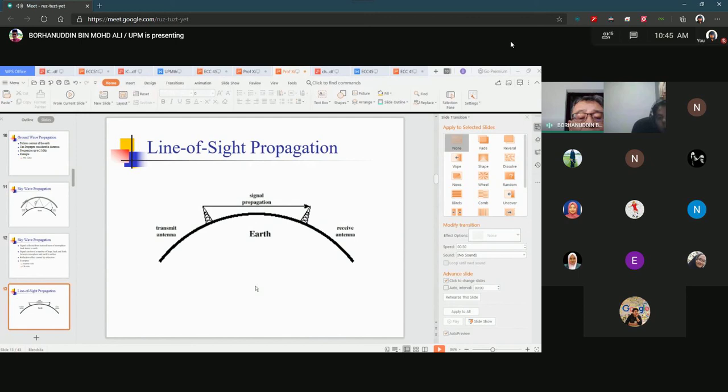And the last one is line of sight. This is what we normally experience here. You can see that between transmitter and receiver, they have a line of sight. They can see each other. If you look through binoculars, you can see that direction, that line there. Essentially it's like our phone now. Even though we have obstruction, essentially if we remove the obstruction, this is the line of sight.